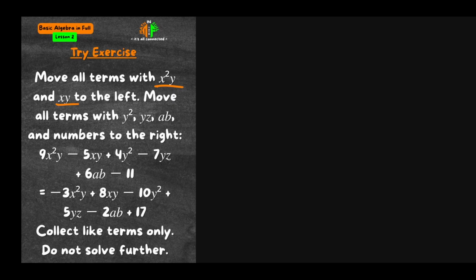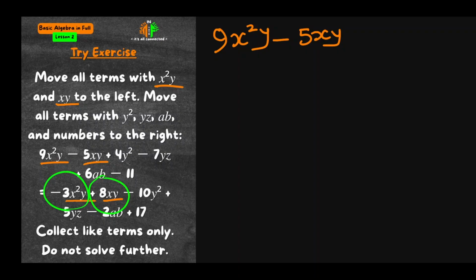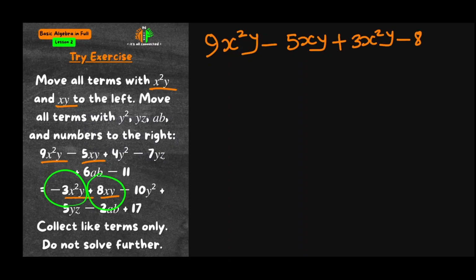So let us first of all identify all the x square y and xy and move them to the left. So this is x square y, xy, x square y, xy. Two are already on the left, so let's write them first: 9x square y minus 5xy. Then we bring these other two that are on the right to the left. So it becomes plus 3x square y minus 8xy. So that is the left.